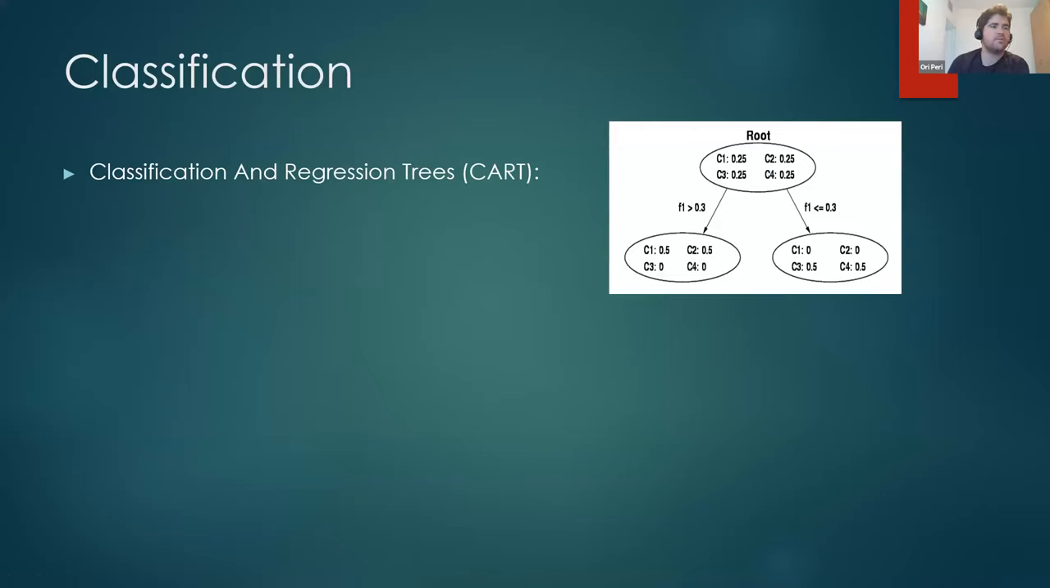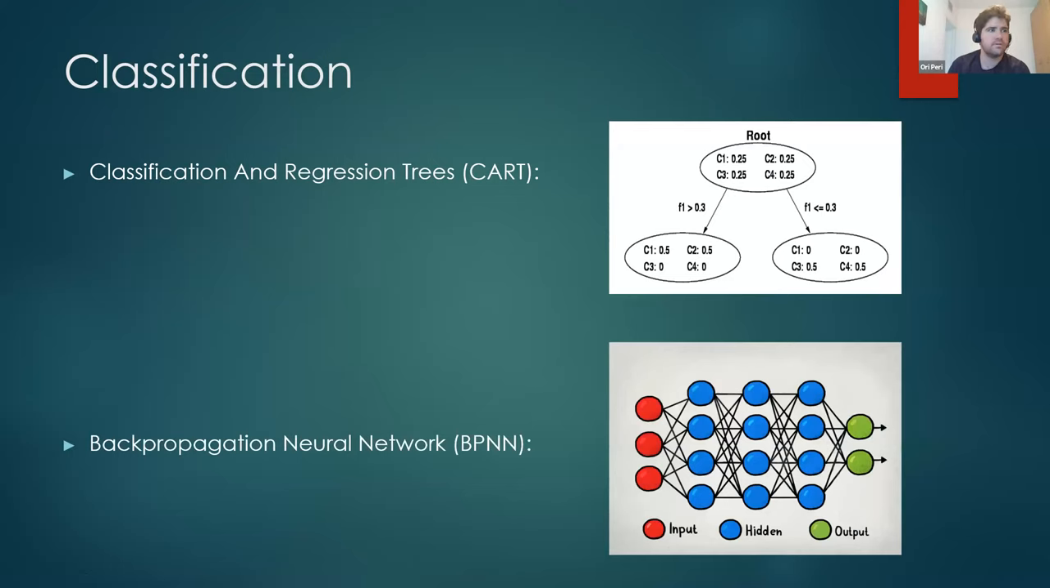Yeah, great. So, in order to test what Dimitri just said, in order to test their method, they used two kinds of classifiers. The first one is a decision tree, a classification and regression tree named CART, and the second one is a regular artificial neural network.